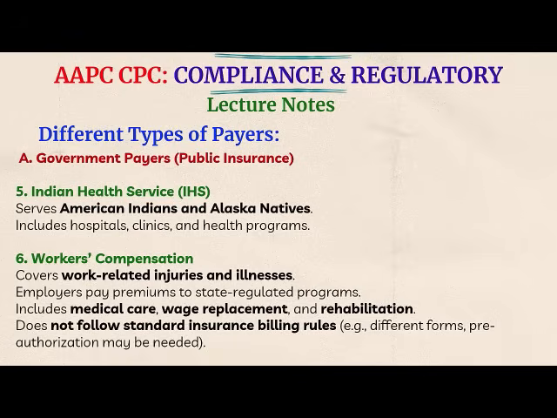And the sixth government payer program is workers' compensation, which covers work-related injuries and illnesses. Employers pay premiums to state-regulated programs, which include medical care, wage replacement, and rehabilitation. It does not follow standard insurance billing rules. Example, different forms, pre-authorization may be needed.